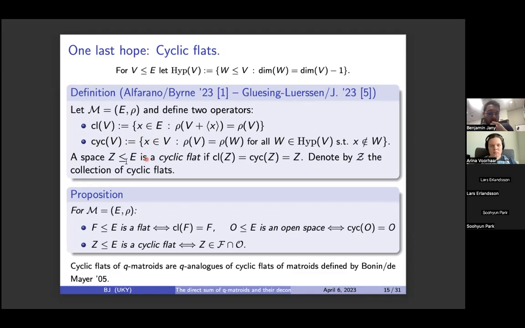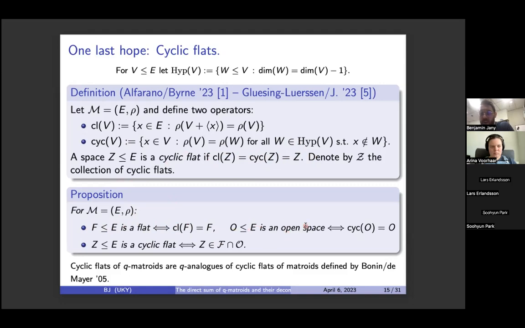Okay. But anyways, using those two types of operators, we define a space Z to be a cyclic flat if it is closed under both operators. So if the closure of Z is equal to Z, and if the cyclic core of Z is equal to Z. Okay. A different way to define this cyclic flat is to go via the notion of flat and open spaces. Because a subspace F of V is going to be a flat if and only if the closure of F is equal to F itself.